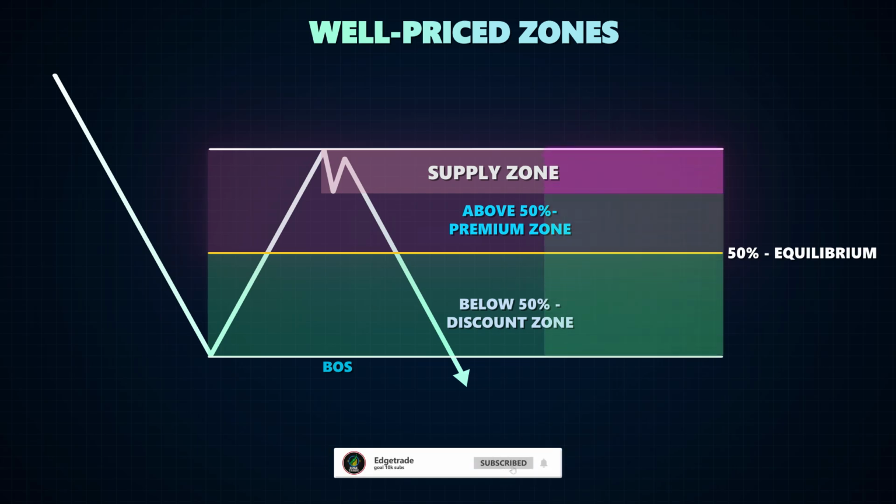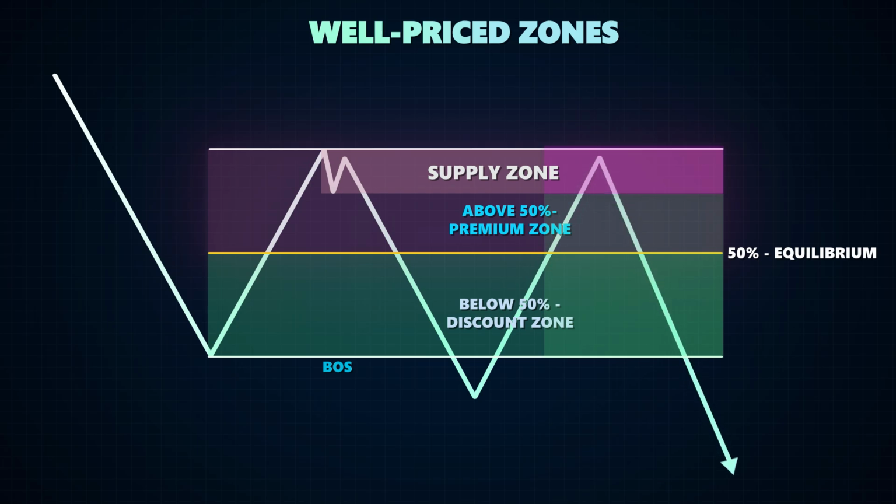This approach gives you better risk to reward. Buying low and selling high means your stop is tighter, and your target has more room to play out. It also puts you in sync with institutional order flow. Here's how it works in a trend.